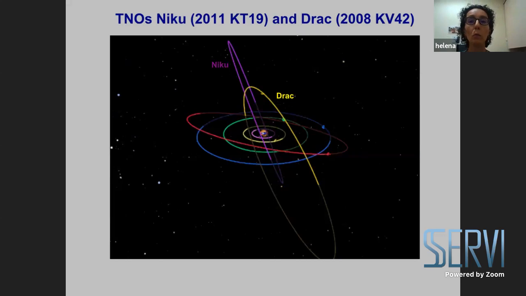Okay, so why do polar resonances matter? Actually, we found out there is an object which is in a polar resonance. It's a trans-Neptunian object. On this slide, I show two trans-Neptunian belt objects which have polar orbits. And one of them, Nico, is in a polar resonance with Neptune, which we'll see on the next slide.